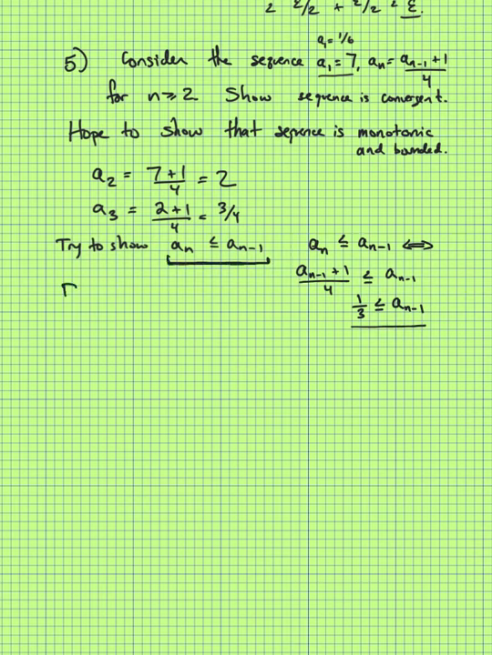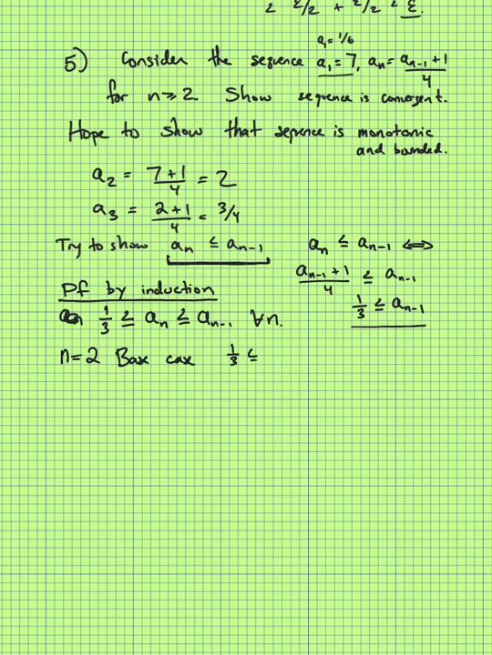This is like proof by induction. The statement I want to prove is that 1/3 is less than or equal to a_n, which is less than or equal to a_(n-1), for all n. And this will obviously show that it's a monotonically decreasing sequence. So n equals 2 can be our base case. And this is okay, right? Because we showed 1/3 is less than or equal to 2, less than or equal to 7.